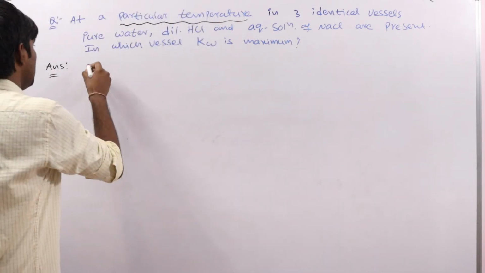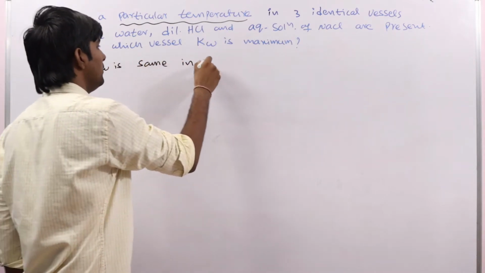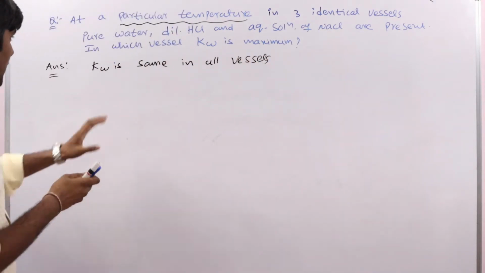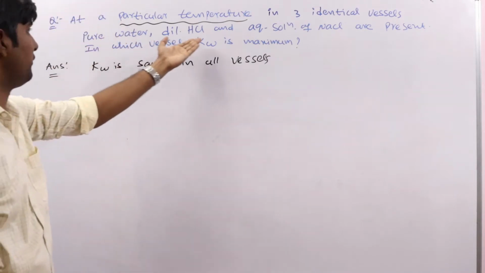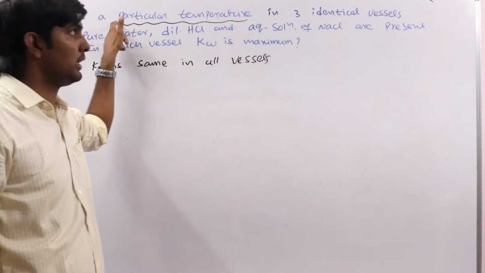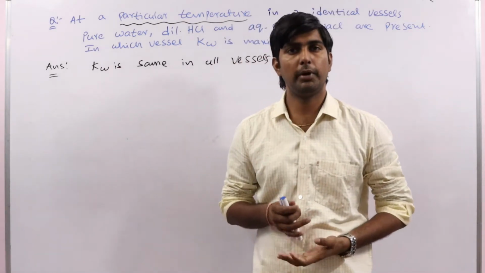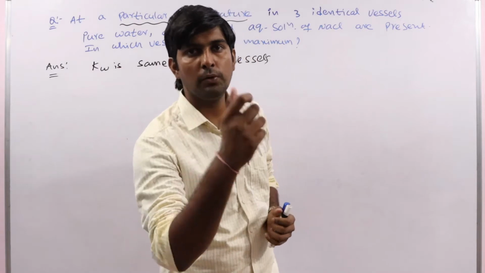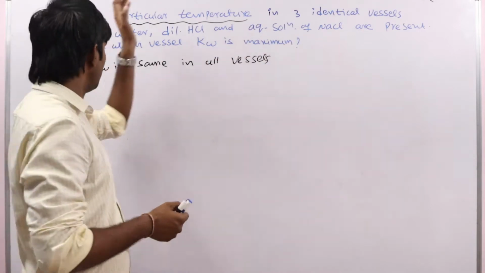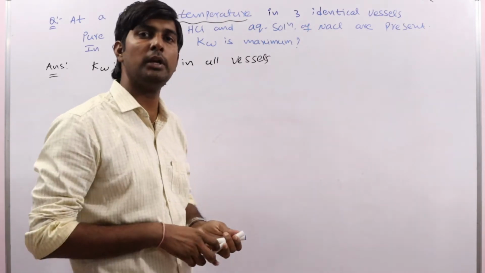So here Kw is the same in all vessels. See here, why is Kw the same? Because we have different solutions. But see this, at a particular temperature, yes or no? Already we discussed it in the ionic product. Kw is also one type of equilibrium constant that depends only on the temperature, yes or no? When temperature is the same, Kw is the same. If you change the temperature, then only the Kw value is different.